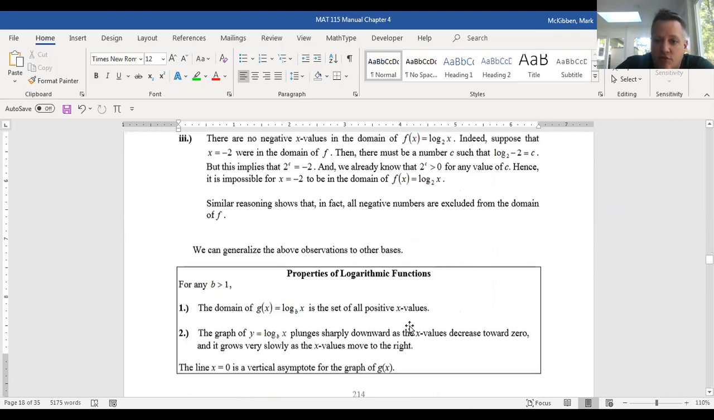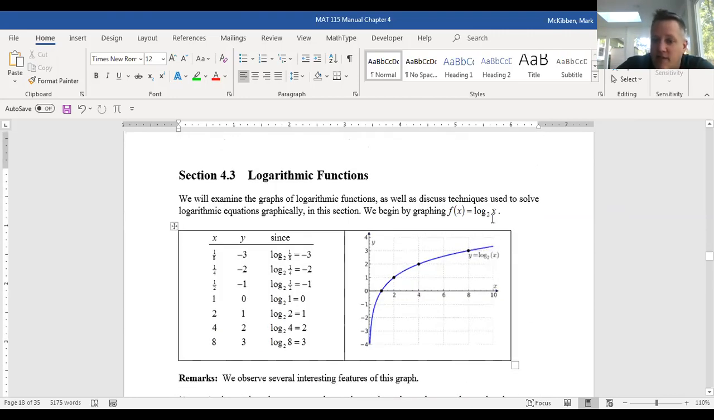I didn't have to choose log base 2. If we had done log base 3, just for some sample points, I would have chosen powers of 3 over here so I can easily compute the logs. And you'd note that you'd get a very similar graph. It might take longer to get to certain values, depending on the base, but all the general log graphs look the same.